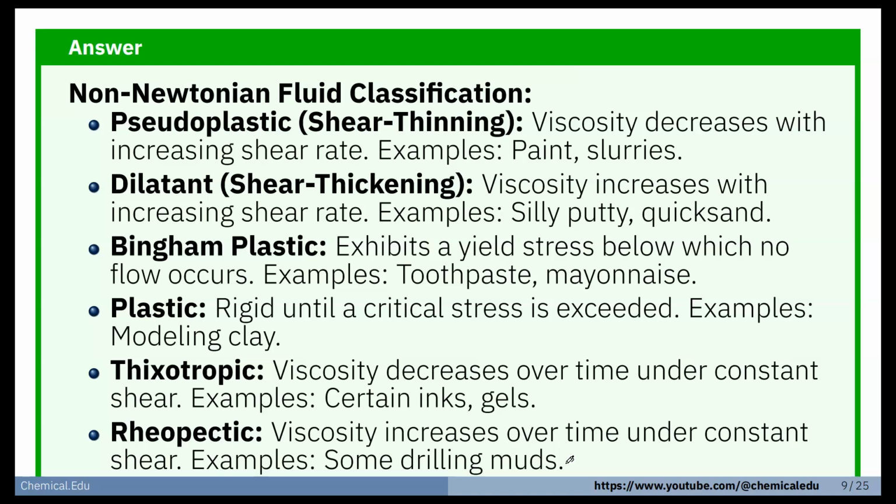Plastic: rigid until a critical stress is exceeded, example modeling clay. Thixotropic: viscosity decreases over time under constant shear, examples certain inks and gels. Rheopectic: viscosity increases over time under constant shear, examples some drilling muds.